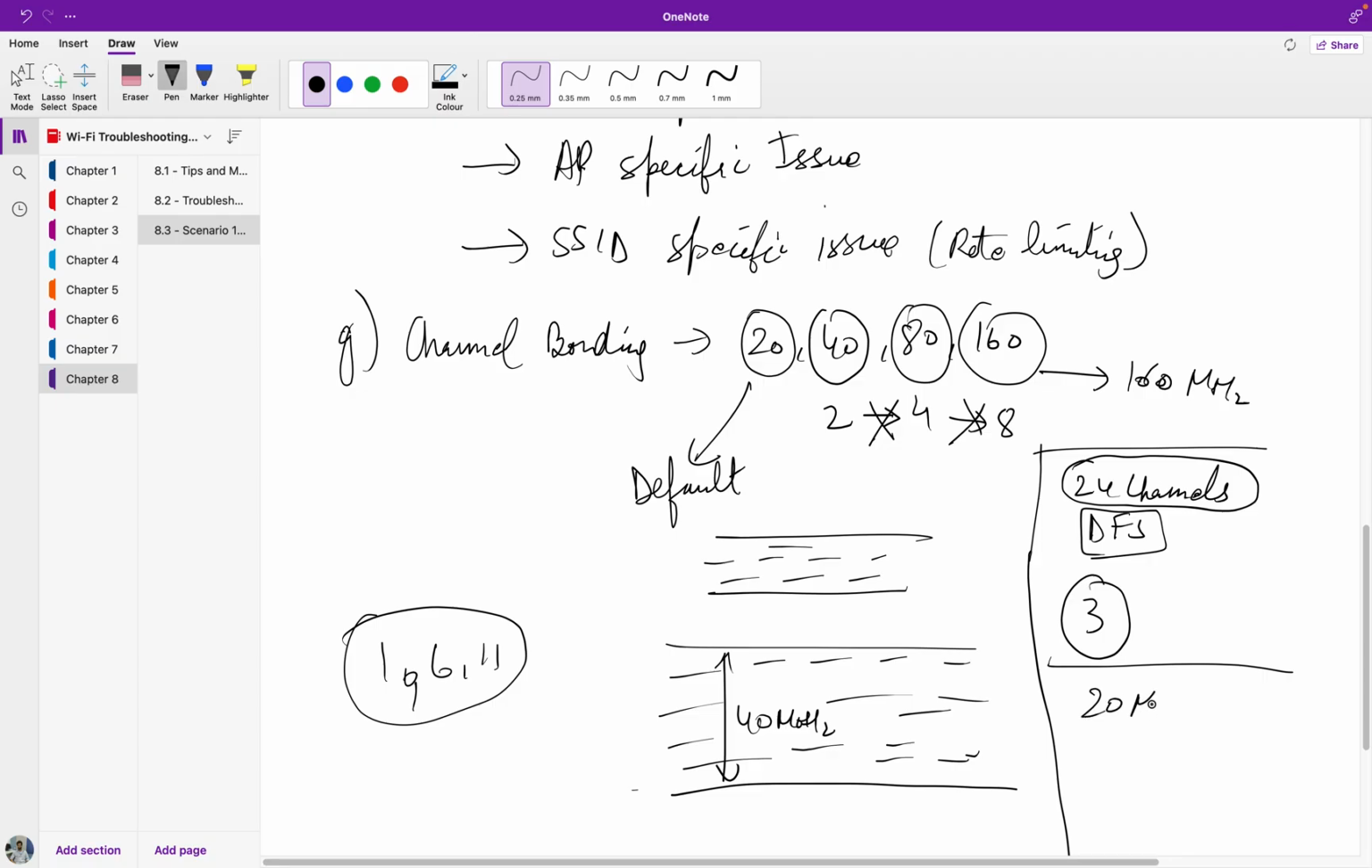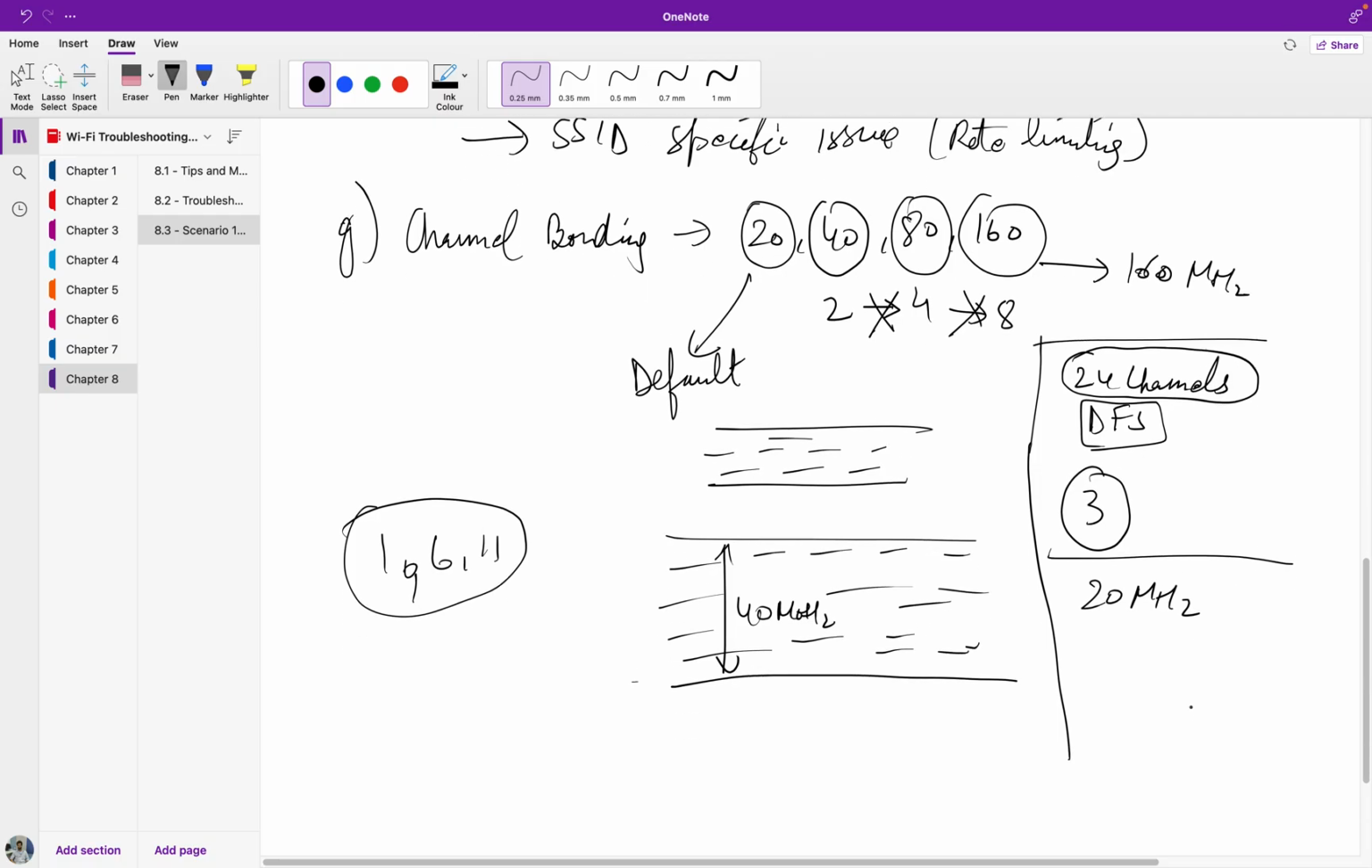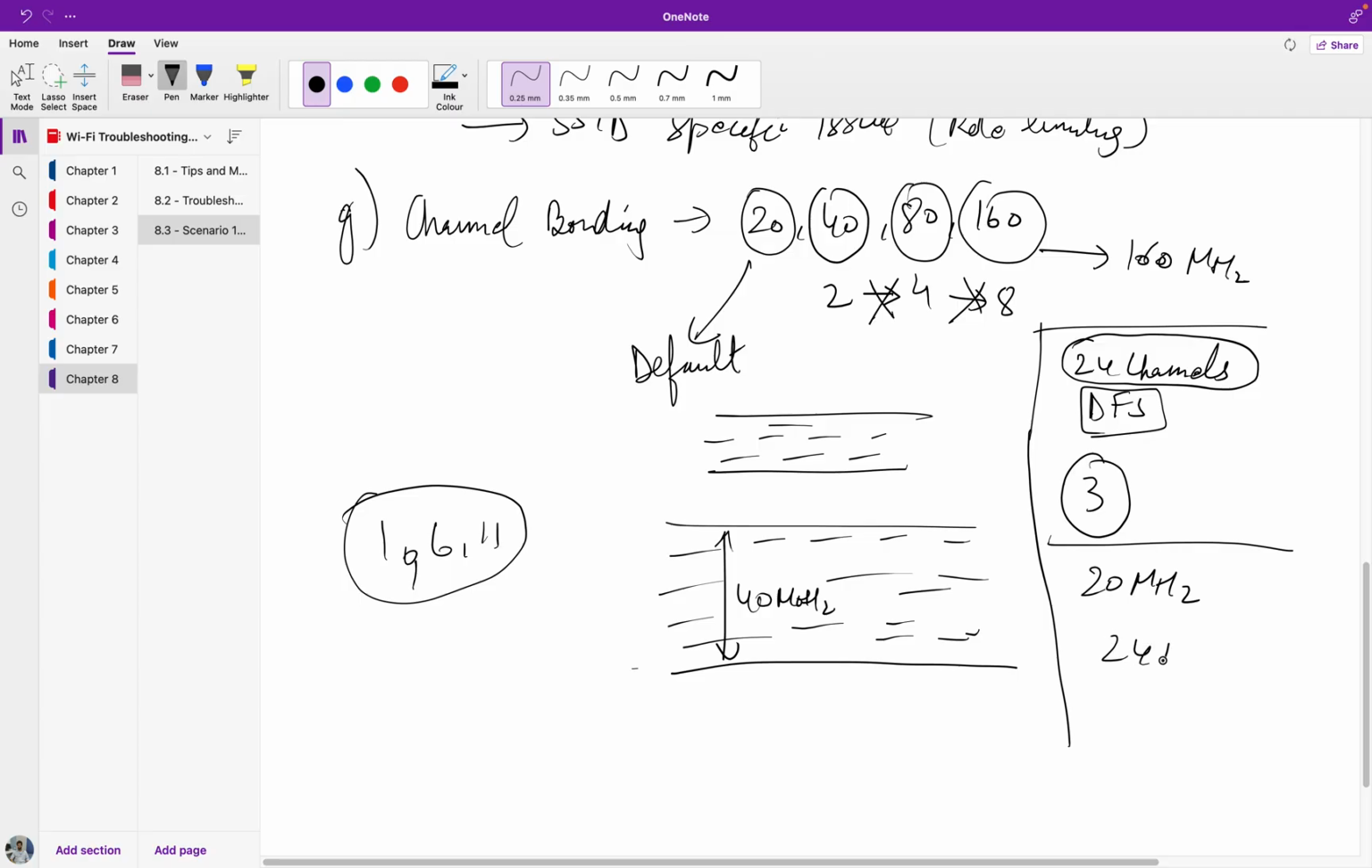Give the network enough channels to work with, that's going to give you more benefit in the long run than some speed in the short run. With 20 megahertz you have all 24 channels available, and they're all non-overlapping. So do this. Do not go for the approach of 160 megahertz or 80 megahertz. 40 is still okay. We can try that.